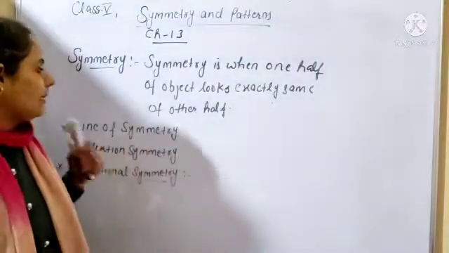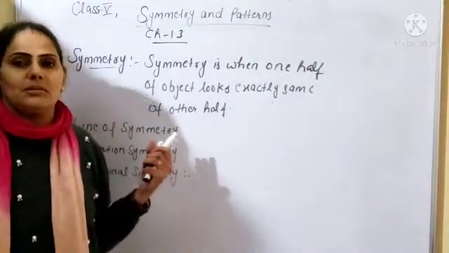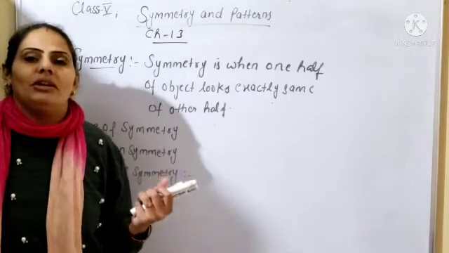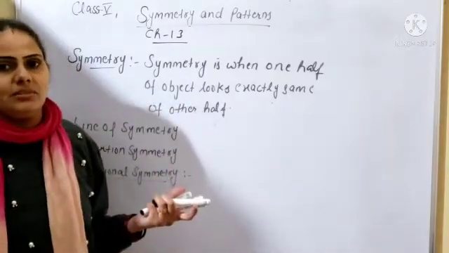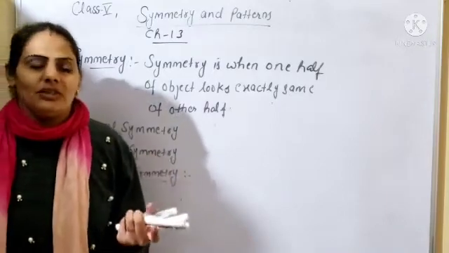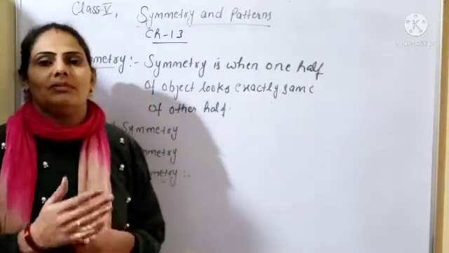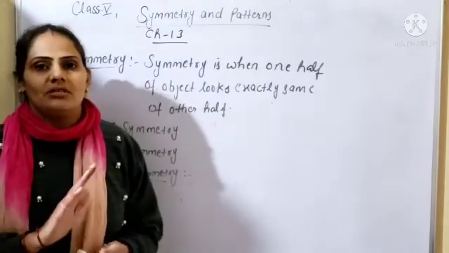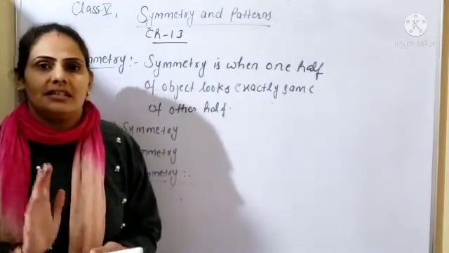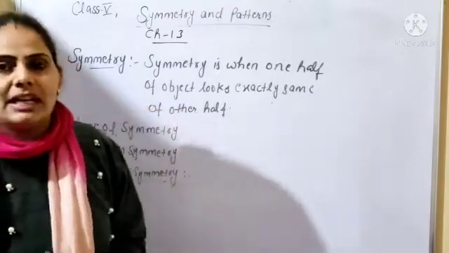After that, I have told you about the line of symmetry. So what is the line of symmetry? A line of symmetry can be one or more than one, and there can be zero lines of symmetry also. You can take any picture, and if you divide it in half by a vertical line and both halves look exactly the same, you can say this is one line of symmetry.